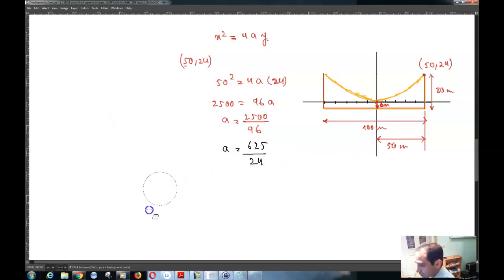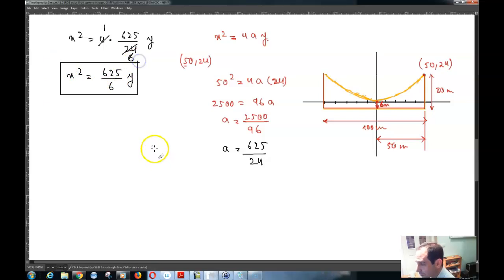So now, since that is the case, you can write the equation of this parabola as x squared is equal to 4 times 625 by 24 times y. Now this gives you a 6 over here, and the 4 is 1. So then x squared is equal to 625 sixths times y. This is the equation of your parabola.